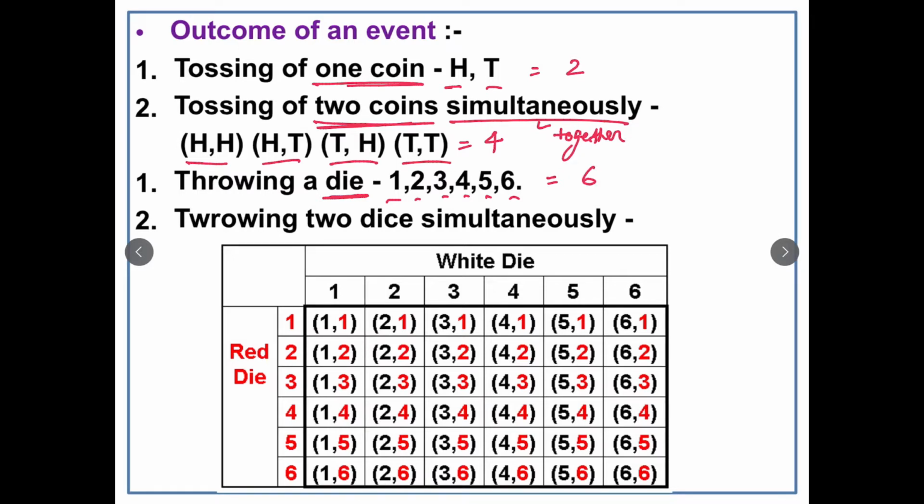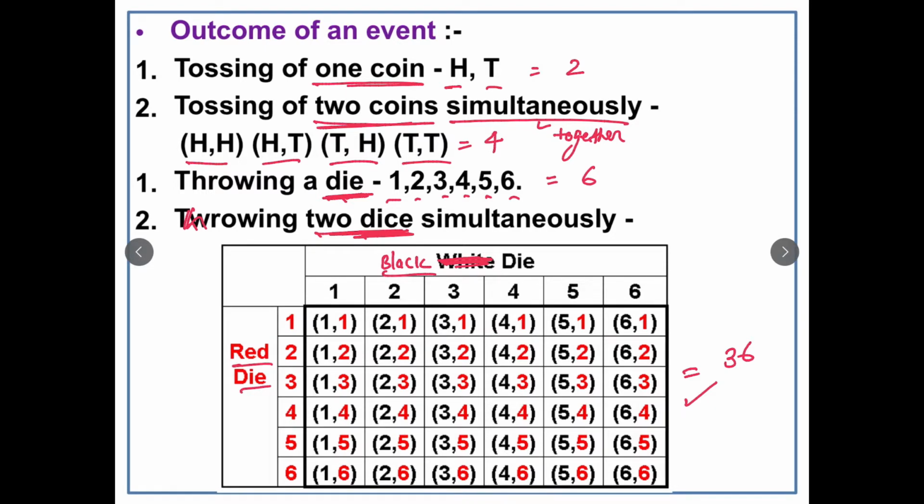Similarly, throwing two dice. Dice is the plural of die. In singular it is die, in plural it is dice. Throwing two dice simultaneously will result in a total of 36 outcomes. We have two dice, one is red, the other one is black.